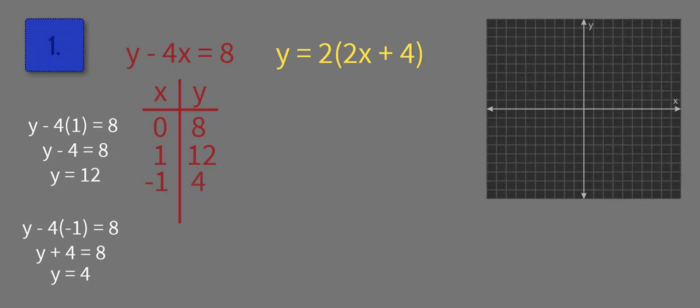So negative 1, 4, and let's go ahead and get one more. Let's use x equals negative 2. So at x equals negative 2, y minus 4 times negative 2 equals 8. That's y plus 8 equals 8, so y equals 0. At negative 2, we have 0. So let's go ahead and plot those points. Negative 2, 0. 0, 8, 1, 2, 3, 4, 5, 6, 7, 8. And negative 1, 4.